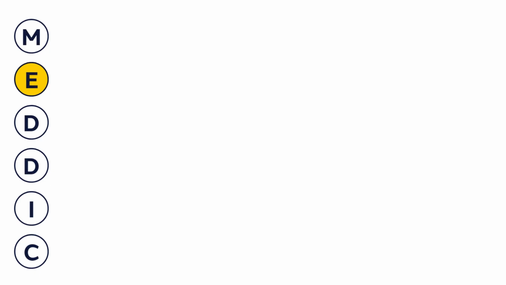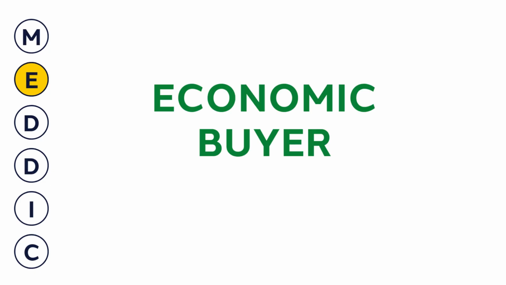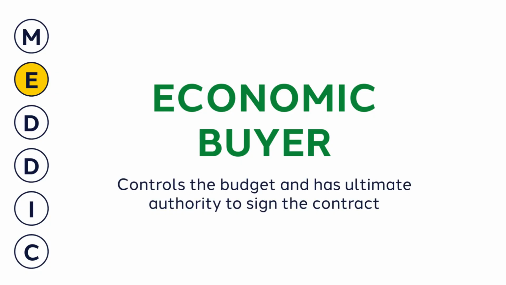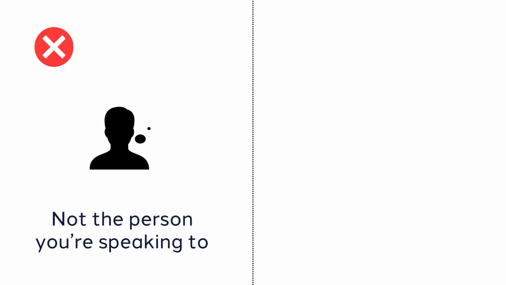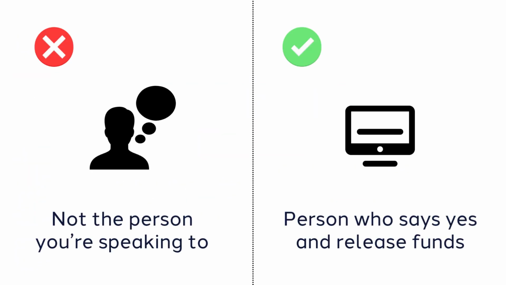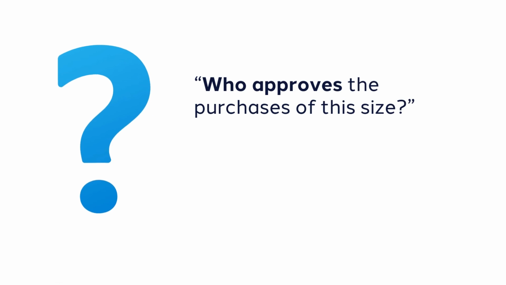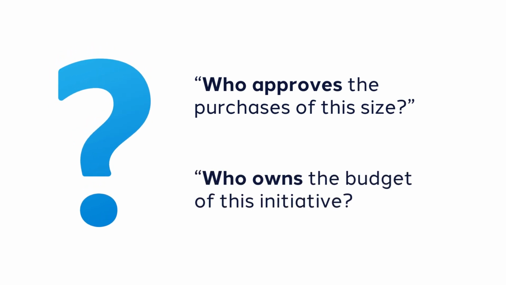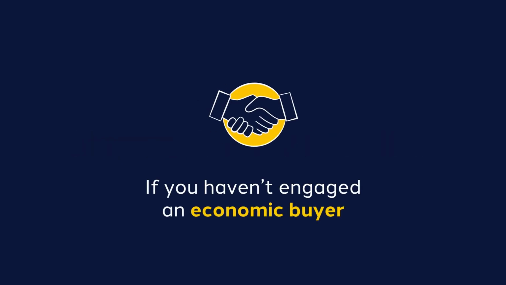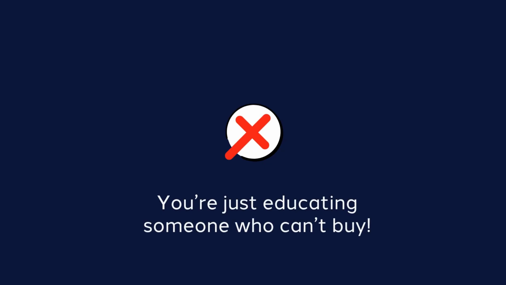Next, the E stands for economic buyer. This is the person who controls the budget and has the ultimate authority to sign the contract. Not the person you're talking to, but the person who can actually say yes and release the funds. You need to identify them early and gain access to them. You can do this by asking, who ultimately approves the purchase of this size? Or, who owns the budget for this initiative? And here's the hard truth. If you haven't engaged the economic buyer, you don't have a real deal. You're just educating someone who can't buy.